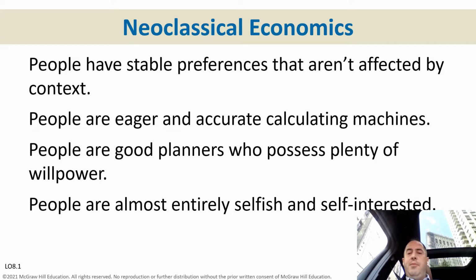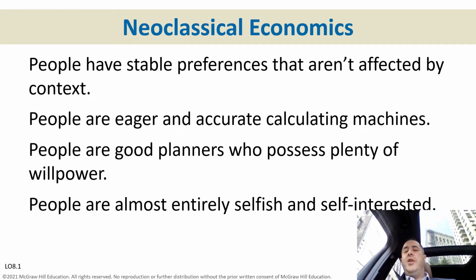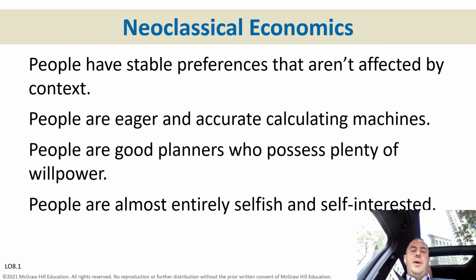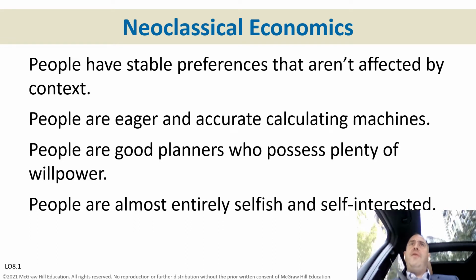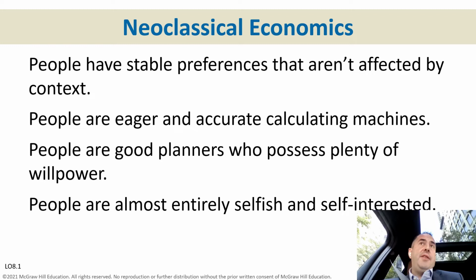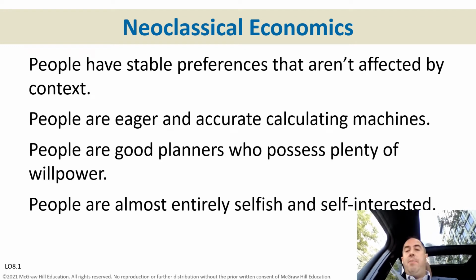People have stable preferences that aren't affected by context. People are eager and accurate calculating machines. This is what neoclassical economics believes. People are good planners who possess plenty of willpower. People are almost entirely selfish and self-interested. Now, all these things are playing out like one of these academic cases where, what if all these scenarios hold true in real life, and it doesn't. So, we're not perfectly rational.